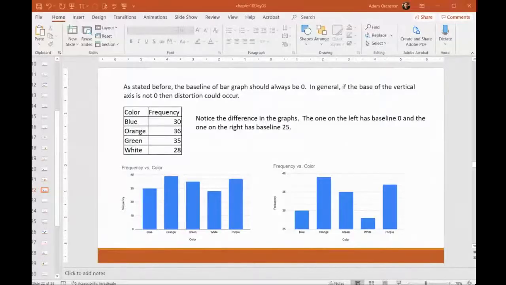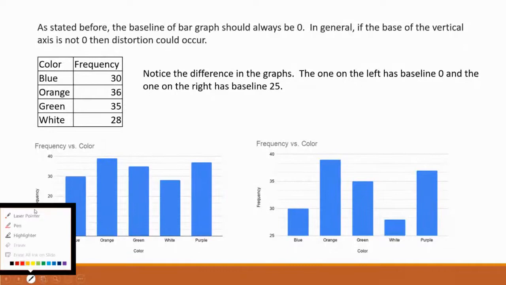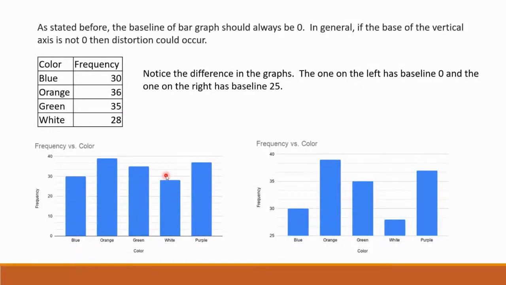So the next slide here is just illustrating what would happen if the baseline was not 0. This is just a small frequency table I made up real quickly. Here we have it as 0. Here we have it as something besides 0. And you can see how the graph is kind of distorted, right? You see the differences are more emphasized when it's not at 0.